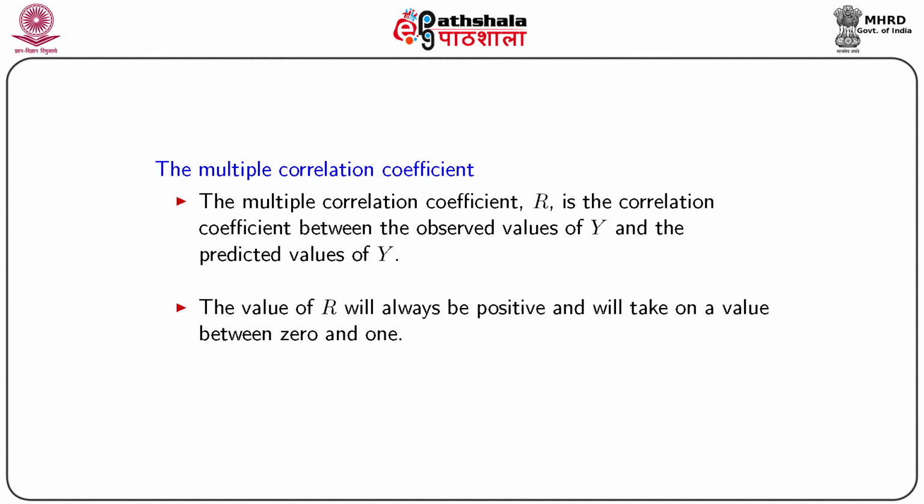So let us look at first the multiple correlation coefficient, which is also a part of the R output after fitting a multiple regression equation. The multiple correlation coefficient, denoted by R, is the correlation coefficient between the observed values of y and the predicted values of y. For this reason, the value of R will always be positive.